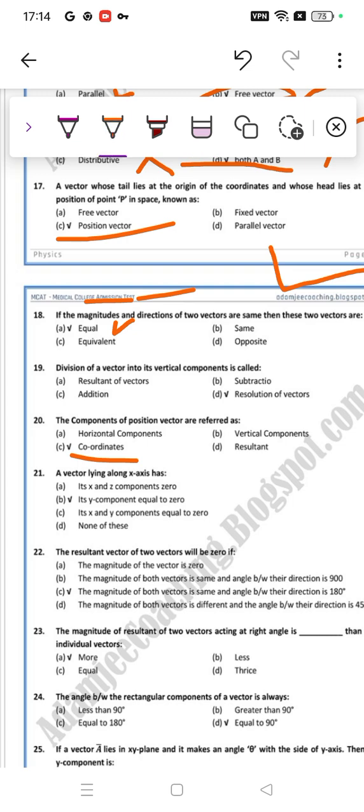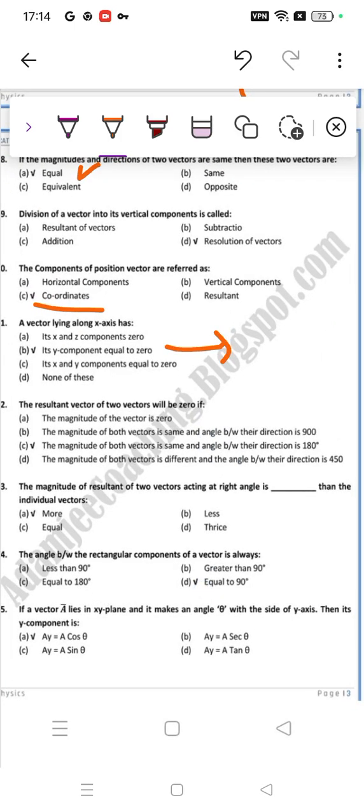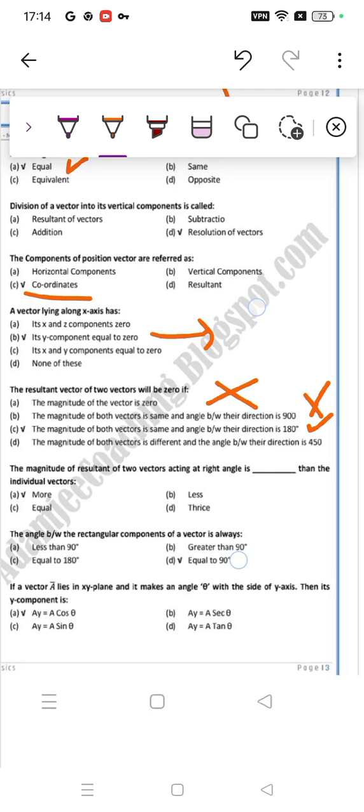Then we have a vector lying along the x-axis, this means the y component is equal to 0. The resultant of two vectors will be 0 if the magnitude of both vectors is the same and the angle between them is 180. Here the direction is 90, which is wrong. The magnitude of the vector is 0. No, the magnitude of both vectors should be the same, and the angle between them should be 180. This means it is the right option. Here the direction is 150. The magnitude of both vectors is different. No, we need the same magnitude.